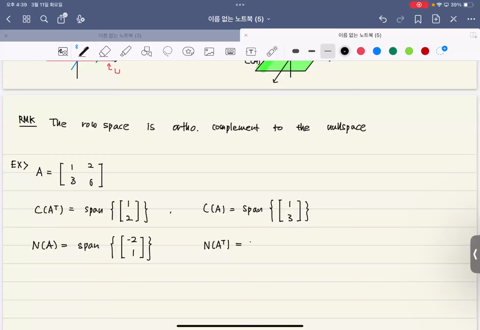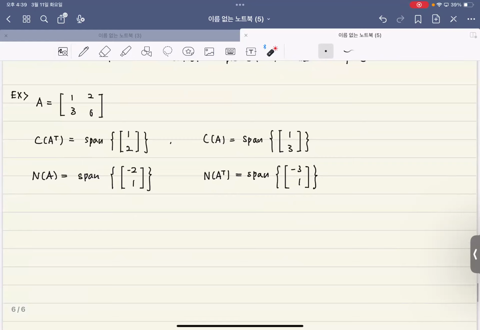By using the same trick, the left null space is orthogonal to the column space. Therefore, I just chose a vector which is orthogonal to this guy, and I believe this has to be the basis vector of the left null space. Okay. All right.